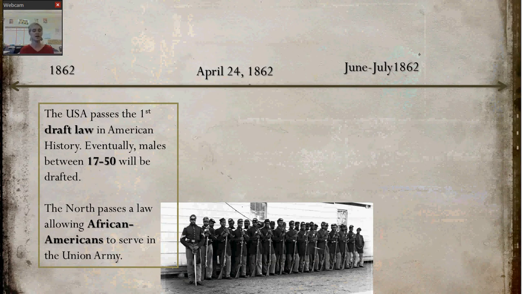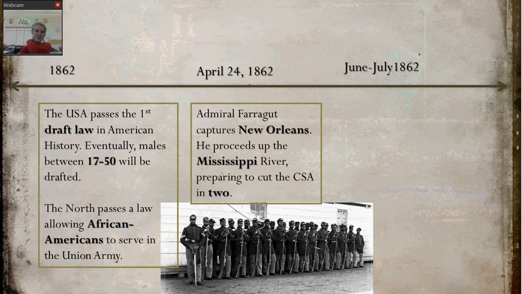However, they realized that they needed more men to fight this war, and African Americans were more than willing to help. So they are segregated units, but there are units of all African American men, freed slaves, and men who were born free. On April 24th of 1862, Northern Admiral Farragut captures the city of New Orleans.